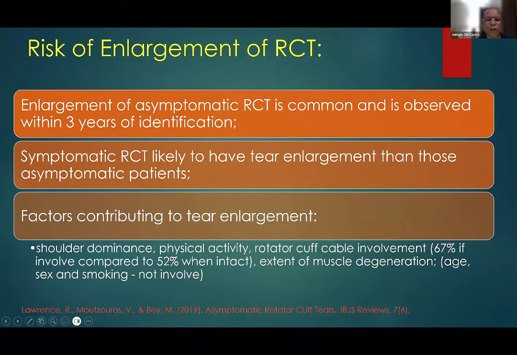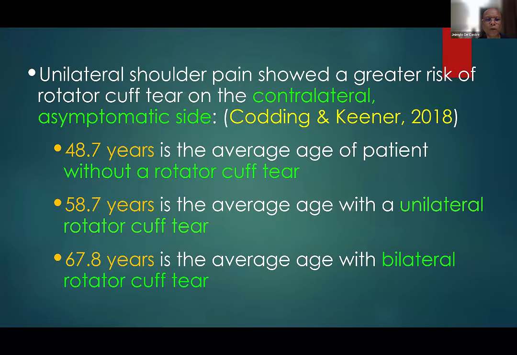The other question is, at what age should we expect to have these findings? 48.7 years is the average age of patients without a rotator cuff tear. And then 58.7 years is the average age with a unilateral tear. So by the time we're close to 60, we can see this happening already. And 67.8 years is the average age with bilateral rotator cuff tear. So this is the average age we can have a bilateral, so right and left tear of the shoulder. This is very interesting.